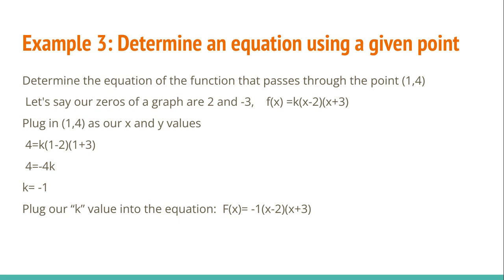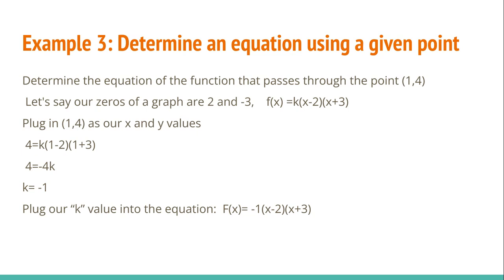Example 3. Determining the equation using a given point. Let's determine the equation of a function that passes through the point (1, 4). Let's say our zeros of a graph are 2 and negative 3. So our equation would be f of x equals k (x minus 2)(x plus 3). We plug in 1 and 4 as our x and y values, 1 being our x value, 4 being our y value, so 4 equals k (1 minus 2)(1 plus 3).